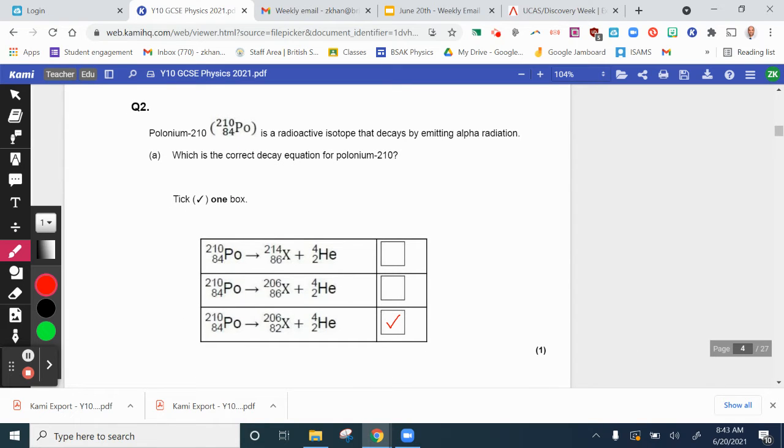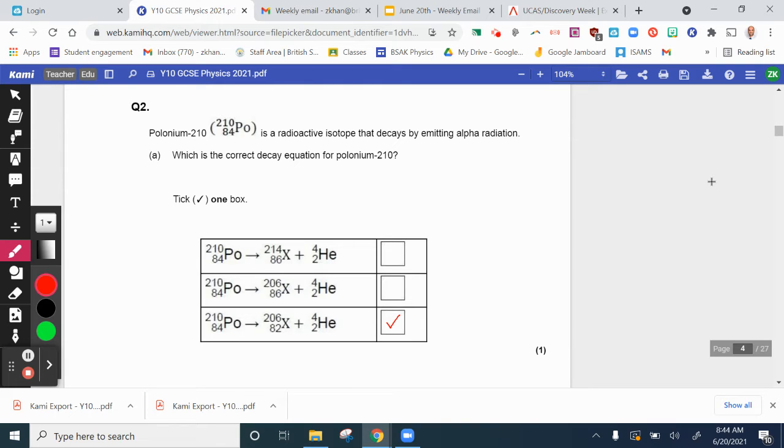Question 2, polonium-210. There is the symbol with the 210 there. 84 is the number of protons. That 210 is the number of protons and neutrons. Is a radioactive isotope that decays by emitting alpha radiation, which is the correct decay equation for polonium-210 when an alpha particle is emitted.